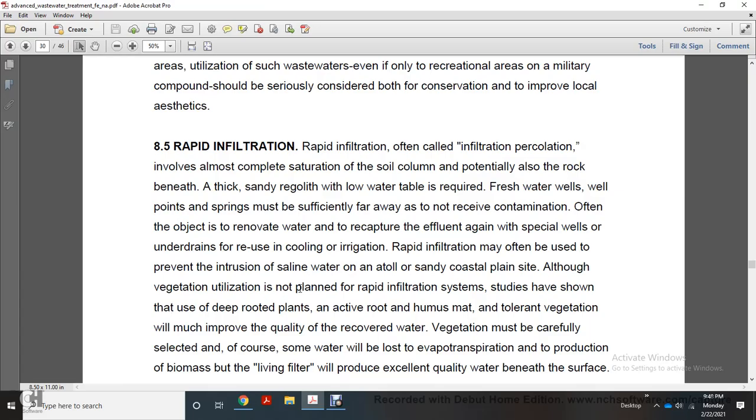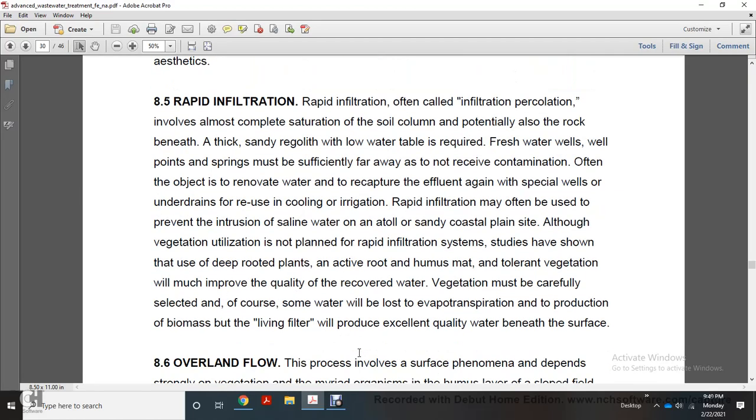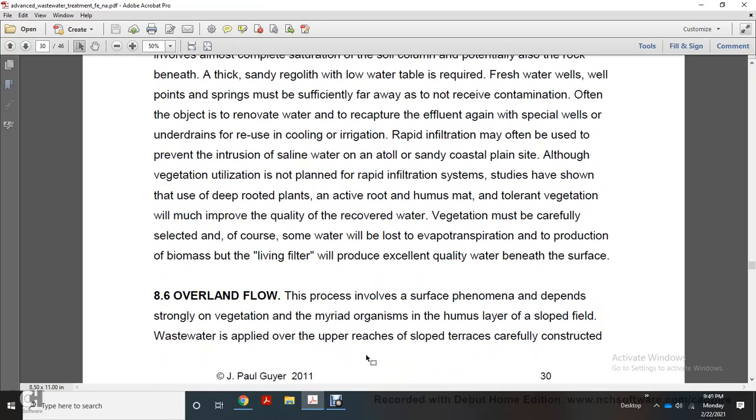Although vegetation utilization is not planned with a rapid infiltration system, studies have shown that the use of deep-rooted plants, an active root humus mat, and total vegetation improve the quality of the recovered water. Vegetation must be carefully selected, since some of the waters may be lost to evapotranspiration. The biomass of the living filter will produce excellent quality water beneath the surface.